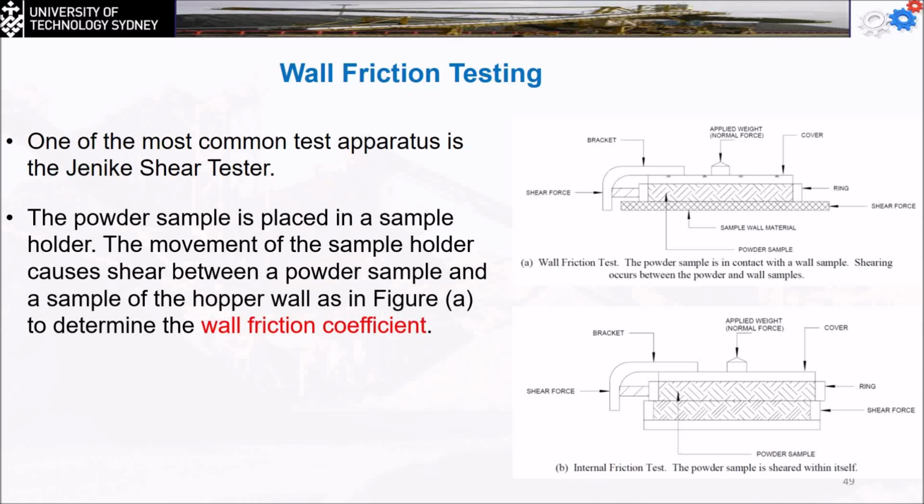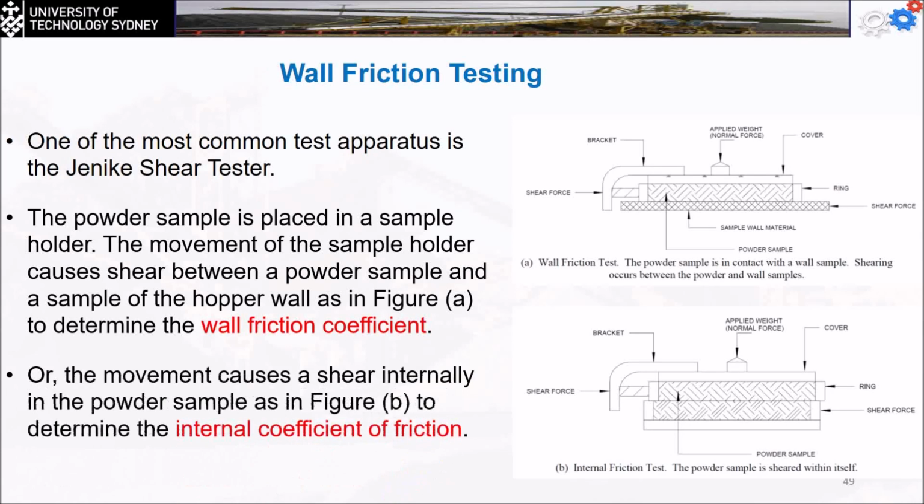This mu value will give you another indicator, what we call the angle of wall friction. Also the movement can cause the shear internally between the powder samples, so we can make it for the internal shear. So in case number 1, we check what will be the wall coefficient of friction. The other one is the internal coefficient of friction. We're not going to do this one next week. We're going to do the wall friction test, and that's what we're going to use in the next design procedure.